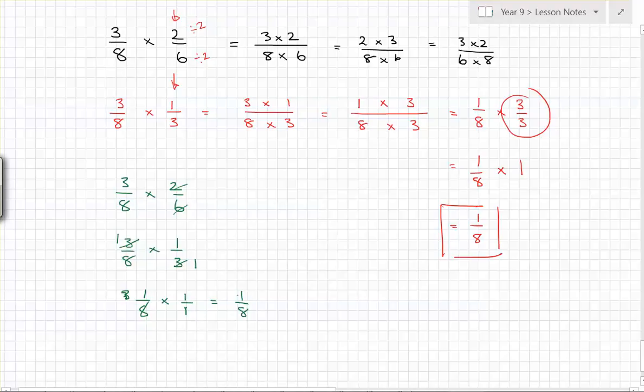So this would be the short way of writing it. This is what it's doing, this is why you're allowed to do it, but this is what you might eventually actually do. Okay, so that's how we can simplify.